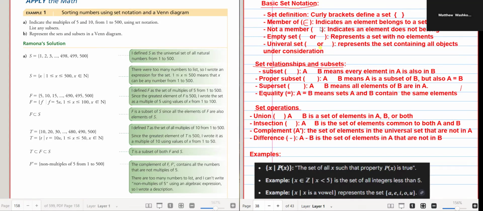If something's not a member, it's the same weird E. We put a line in it. For example, a bowl does not belong to cutlery. If something's an empty set, remember this thing? This is just the stuff from up above, right? This little O with a dash through it. Or you just have an empty set. That's a set with no elements.